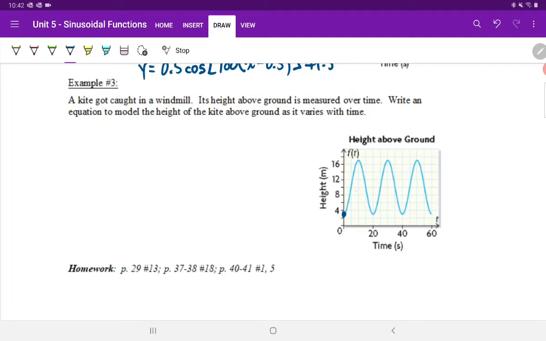So once again, we've got a situation where we can figure out A, K, and C pretty easily. So I'll go back to using the formula.